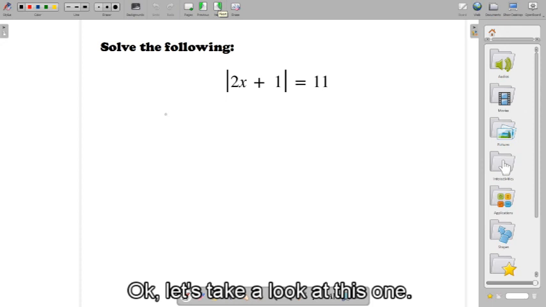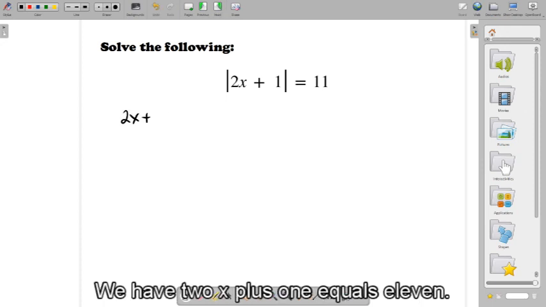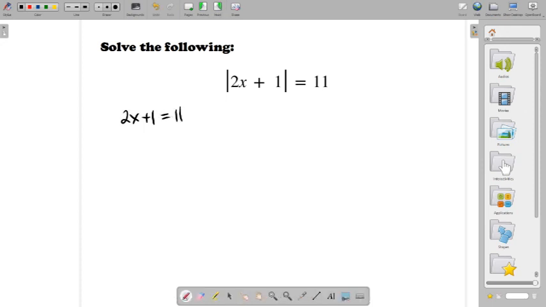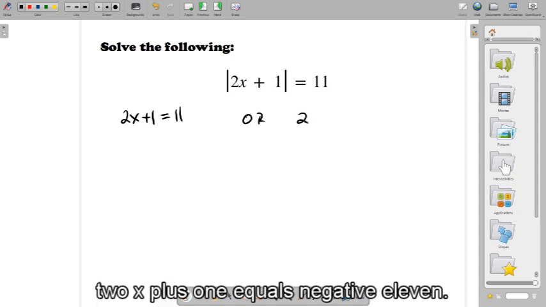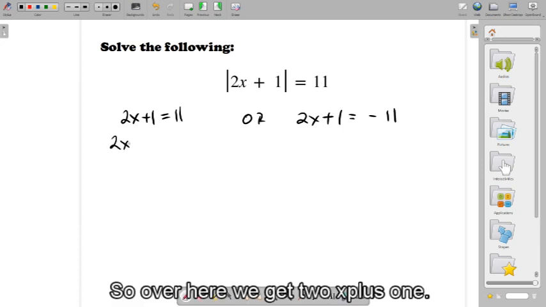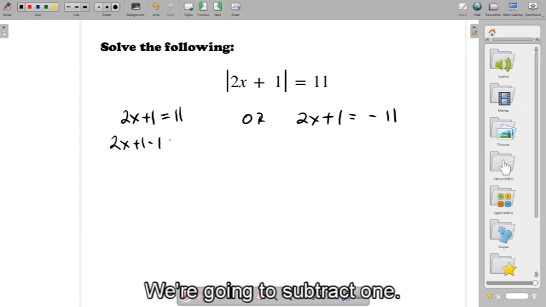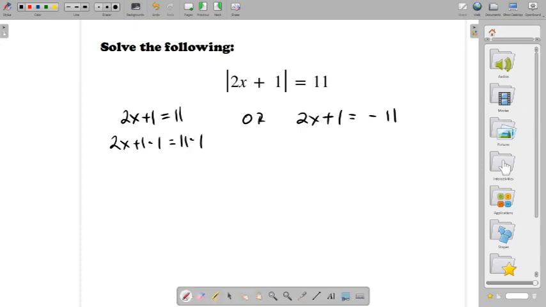Okay, let's take a look at this one. We have 2x plus 1 equals 11, or 2x plus 1 equals -11. So over here we get 2x plus 1. We need to subtract 1. We get 2x equals 10. Divide by 2, divide by 2. X equals 5.